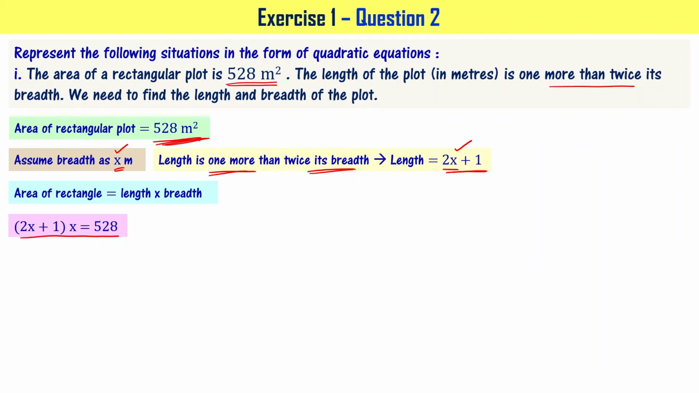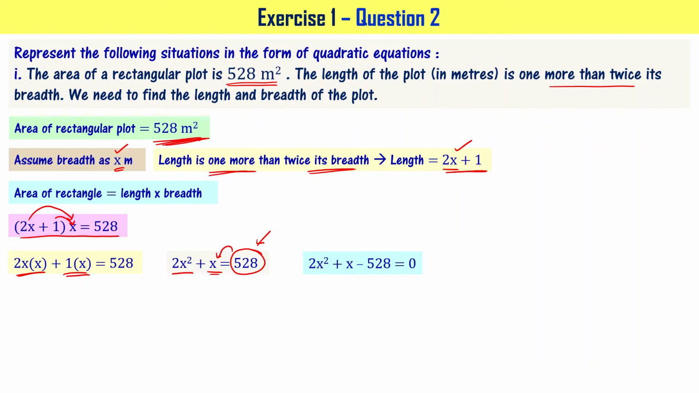For that reason, let me simplify LHS. This can be written as 2x times x plus 1 times x, that is equal to 528. 2x times x is 2x square, right? So I can write the equation as 2x square plus 1 times x is x, that is equal to 528. Now let me transpose this 528 to the other side so that it becomes minus 528, and on right hand side you will have only 0, right? So let's write that: 2x square plus x minus 528 equal to 0 is the equation.